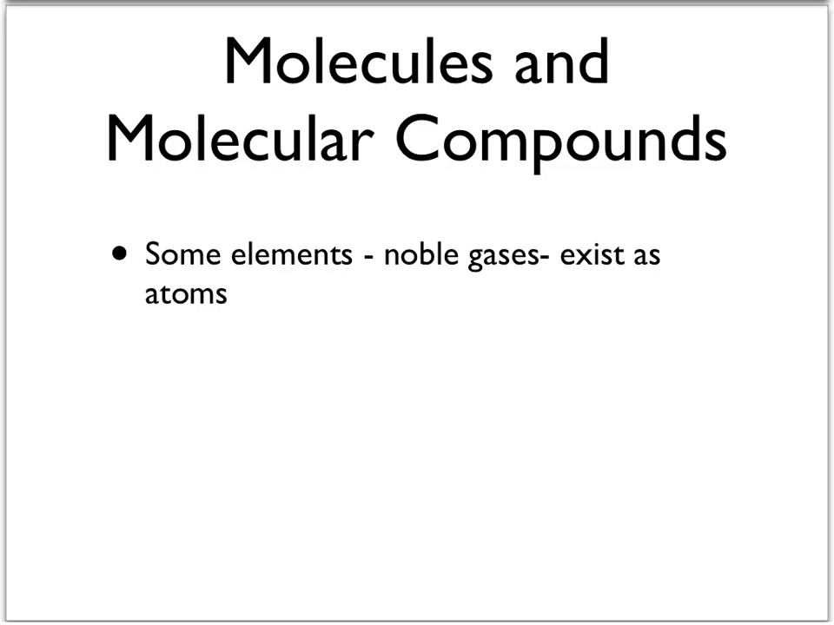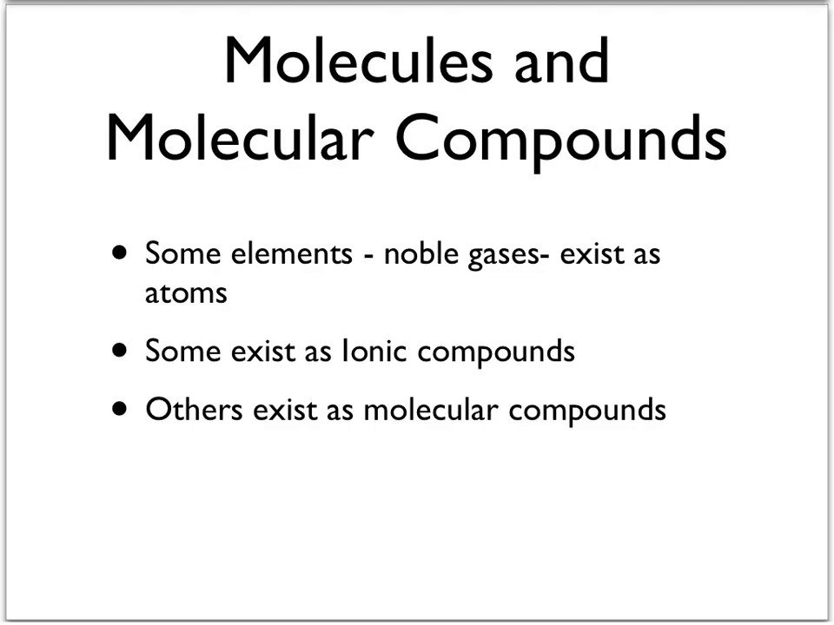Okay, first let's talk about molecules and molecular compounds. Not everything exists as molecular compounds or ionic compounds. Some things exist as elements, like the noble gases. Those do not form compounds, they're just atoms, and that's how you would find them. Some, like I said, will exist as ionic compounds. That's what we talked about in the last chapter. And then the ones that we're going to talk about in this chapter will be molecular compounds, ones that share electrons versus transfer electrons like in ionic compounds.